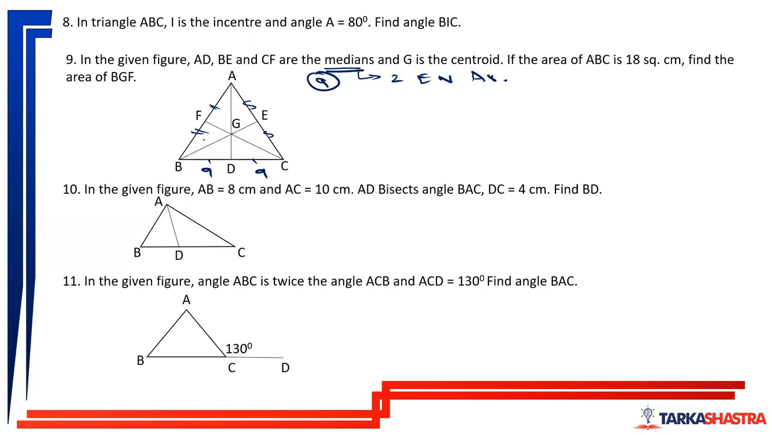We have to find out the area of triangle BGA. Try to understand that the centroid divides the median in the ratio 2:1. Now I'm rotating this triangle. It will become something like this, where your D will come here, your A will come here, and your B will come here. Your G is here. Now this is X and this is 2X.